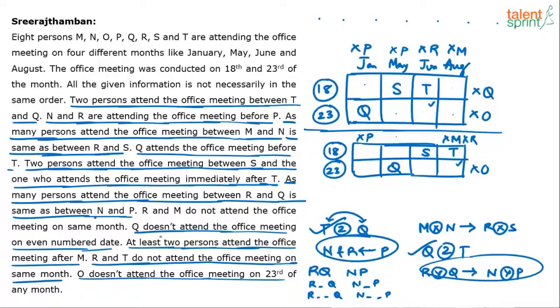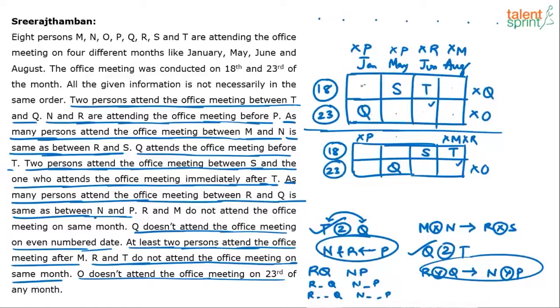And what else? Q doesn't attend the office meeting on an even number date, that's done. At least 2 persons attend the office after M. R and T do not come in the same month. Yeah. O doesn't attend on 23rd. Yeah, I think all the points are noted, but what do we do?